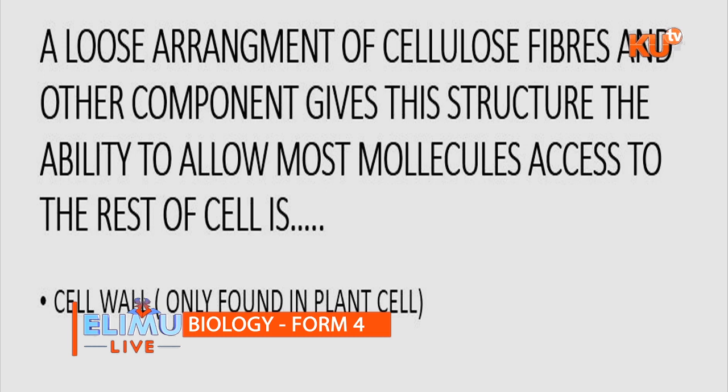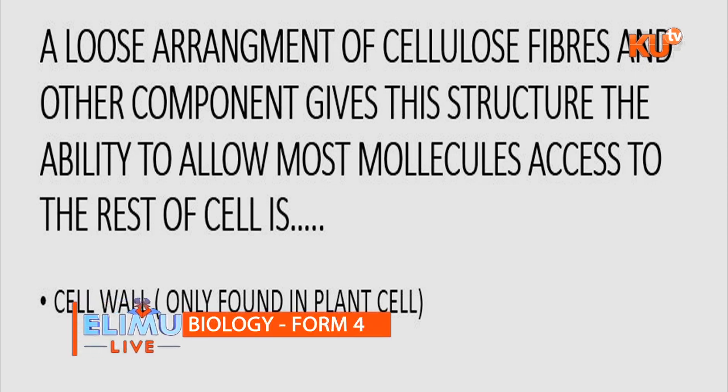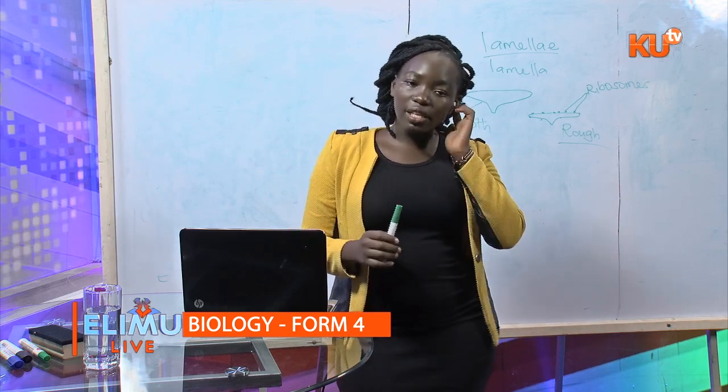And it is the cell wall. The cell wall is only found in plant cells. The animal cells do not have the cell wall. And even as you read the question, you realize that the cell wall has a loose arrangement of cellulose fibers and other components. Another function of the cell wall is that it gives the plant rigidity, and it makes the plant rigid and stable.